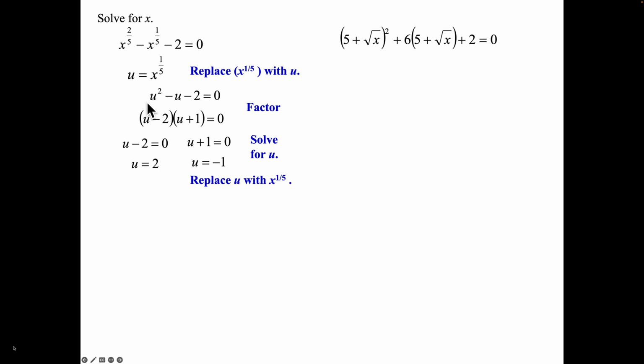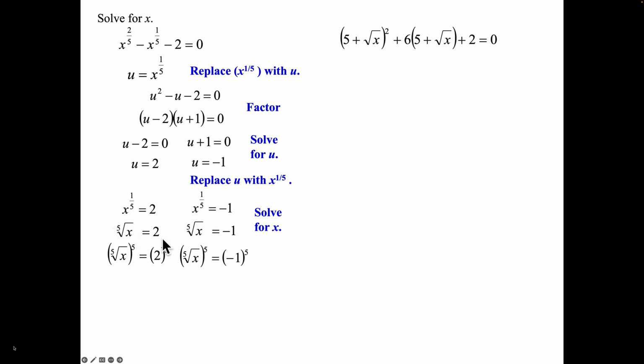Bring back the x to the 1/5 power. We'll solve this for x. Now remember, this is a fractional exponent, so we're going to write this as a radical, the 5th root of x to the 1st power, which we technically don't need, and this is the 5th root of x as well. To undo the 5th root, you just take the power of 5 to both sides. So 2 to the 5th power, that will be 32. Negative 1 to the 5th power will just be negative 1.